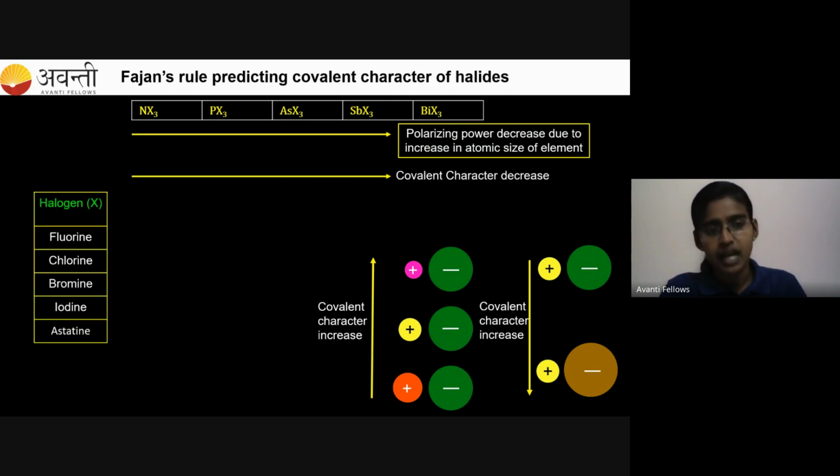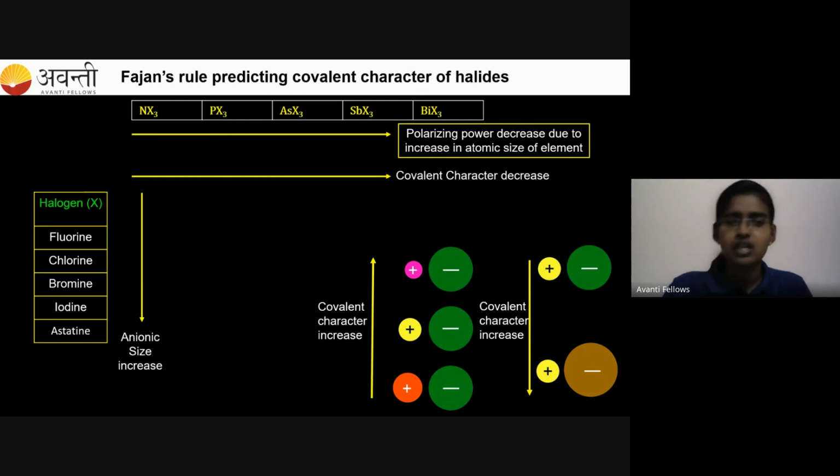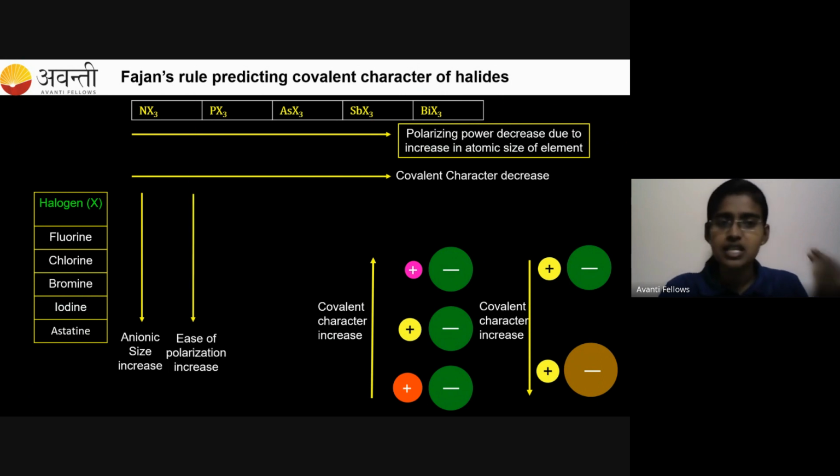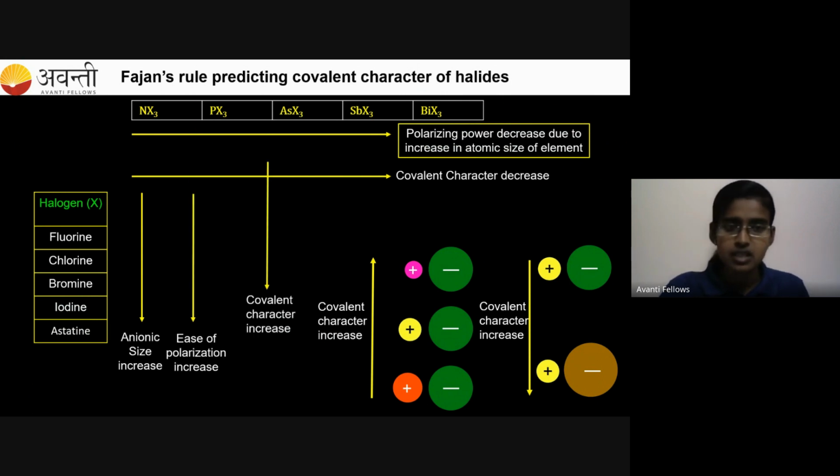So these are the halogens: fluorine, chlorine, bromine, iodine, and astatine. All these group 15 elements can form bonds with all the halogens in the table. Moving from top to bottom, the size of the halogen, or I can say the anionic size, increases, since halogens always form anions. So the ease of polarization also increases, and the covalent character also increases.